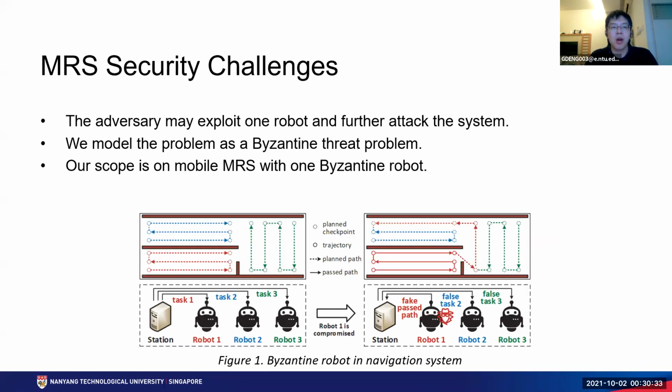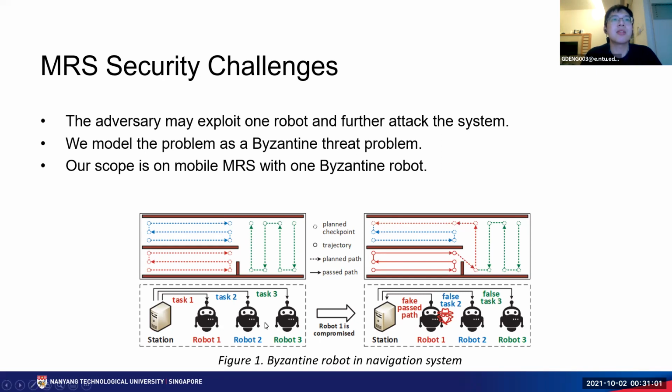As a result, we need to think about the scenario where the adversary may exploit one robot in the system and further attack the whole system. We model this problem as a Byzantine threat problem, and our scope is focusing on the mobile multi-robot system with one Byzantine robot. The following figure demonstrates a good example.